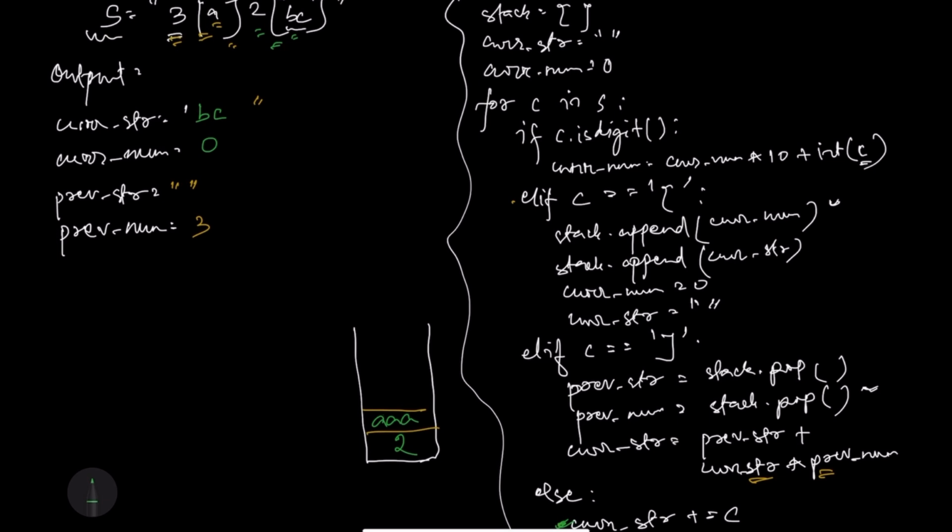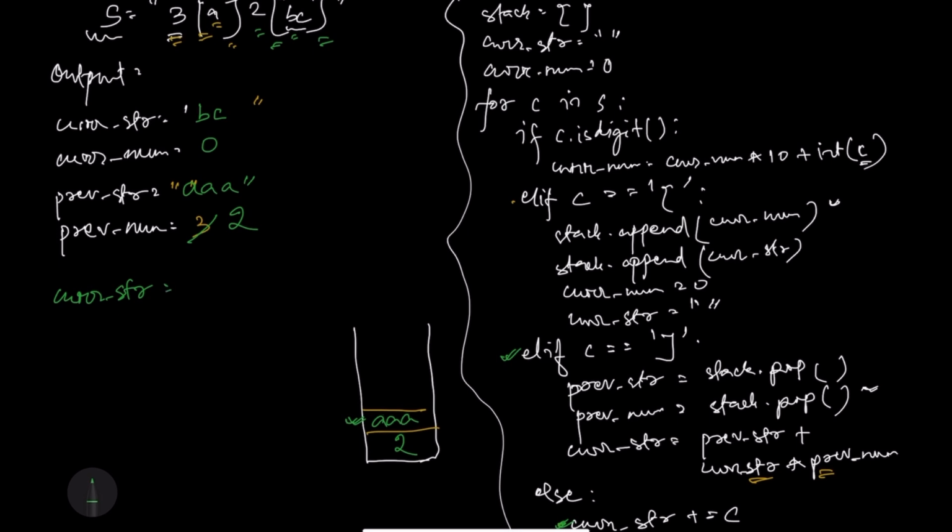Now what will happen is we are encountering a closed bracket. As we are encountering a closed bracket, we would update our previous string, and we would pop this out, AAA, and update our previous string. So our previous string would look something like this and our previous num would now be updated to 2. Now we would update our current string.